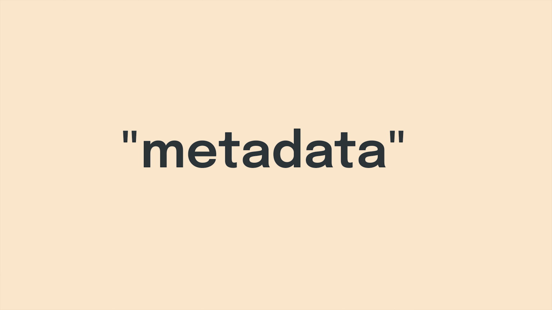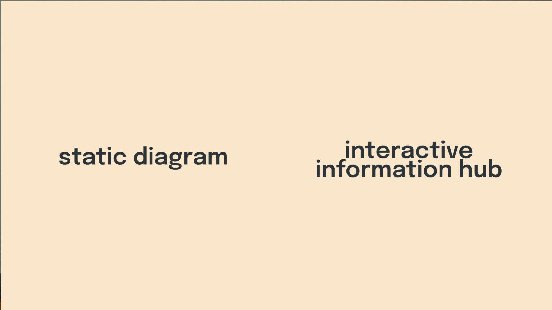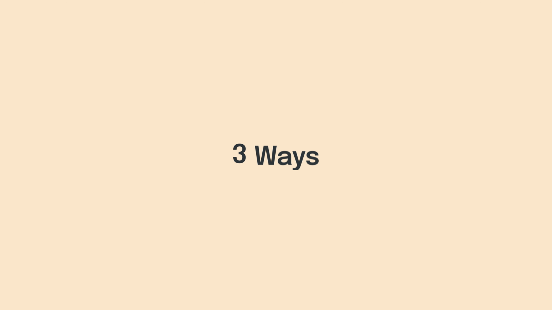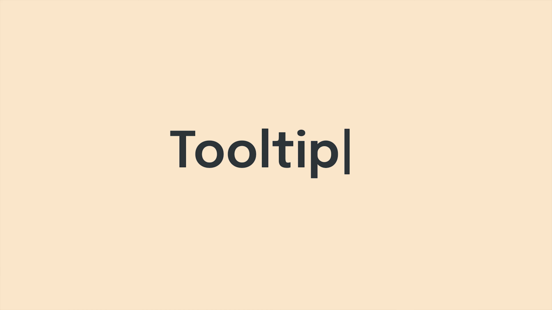And all of these powerful properties allow you to do all sorts of things that turn a static diagram into an interactive information hub. Today we're going to look at 3 ways to use these custom properties with tooltips, custom links, and placeholders. All right, first up we have tooltips.